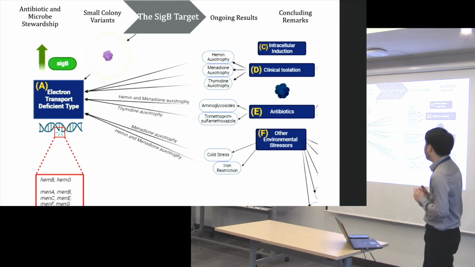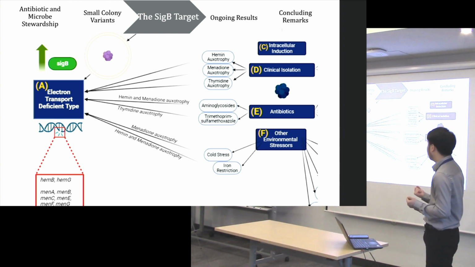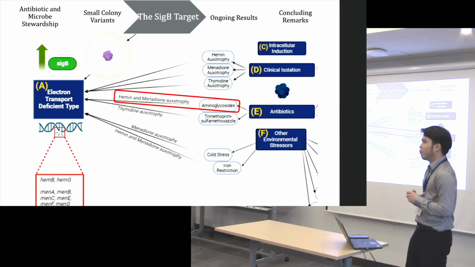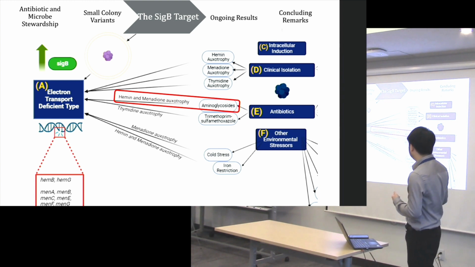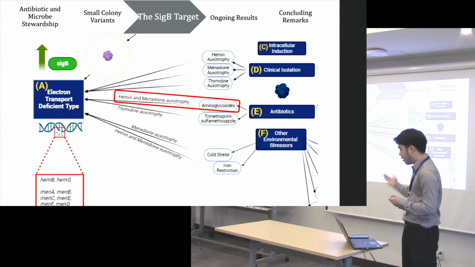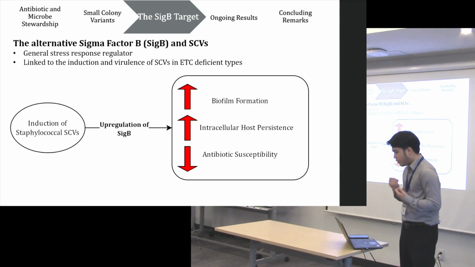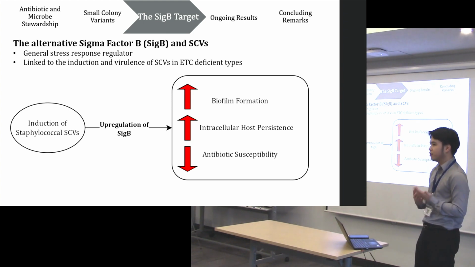This is a figure that I made that collated all the pathways and stressors that result in the formation of SCVs. I'll be focusing on aminoglycosides of the antibiotics. You may be more familiar with the name gentamicin or other related antibiotics. What research has shown is that induction by this specific pathway results in upregulation of SigB. So what is SigB?